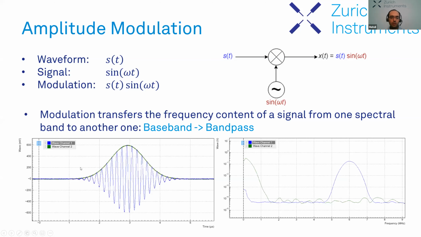It means that you have a waveform here, like a Gaussian waveform, and then you can multiply it by a sinusoidal signal. In the frequency domain, it means that the baseband signal that is shown here with green is transferred to a bandpass region. And this is actually crucial when we want to measure with the lock-in detection. So that's the feature that is required for this application and is provided with the AWG option of the instrument.